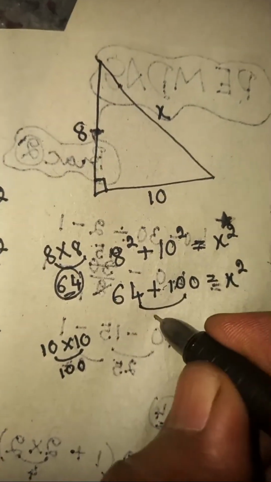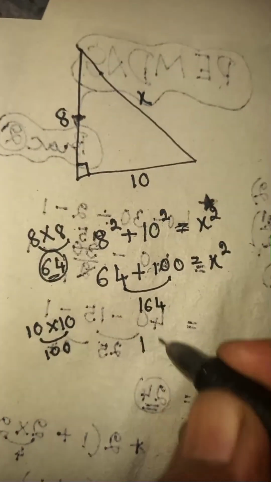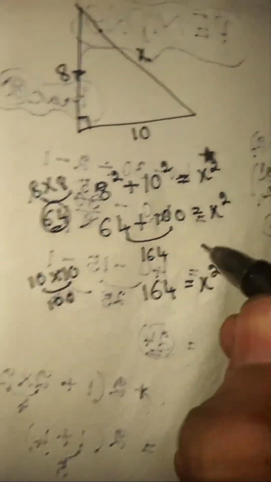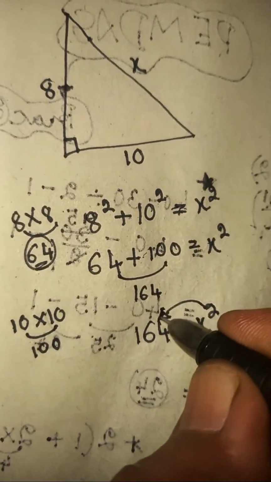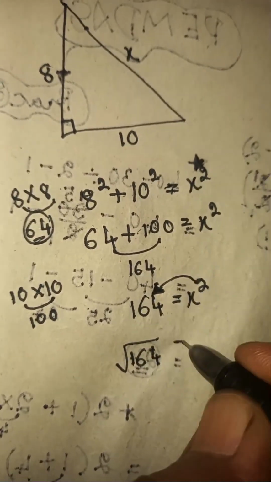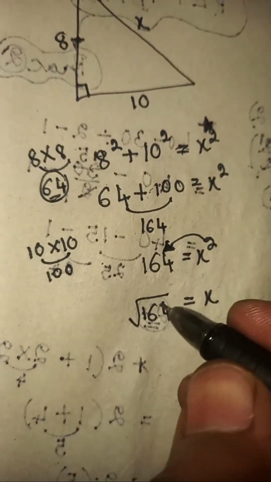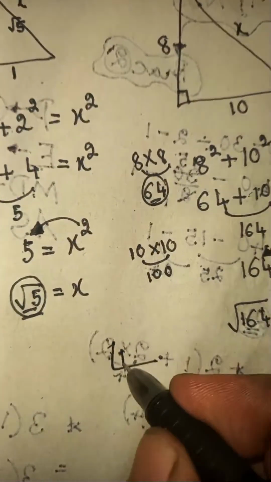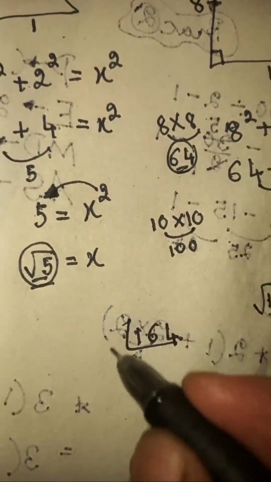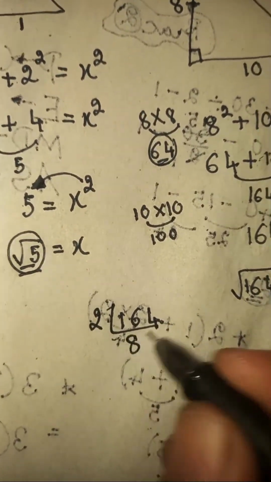64 plus 100 is 164. So 164 equals x square. When this square moves to this side, it is going to become root. So root of 164 equals x, and 164 you need to simplify like this. Start by dividing by 2. This is even. 2 times 8 is 16.